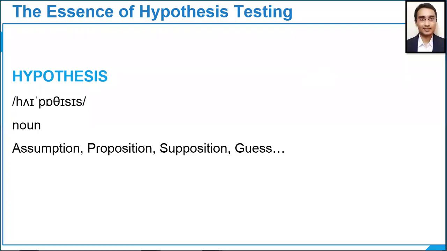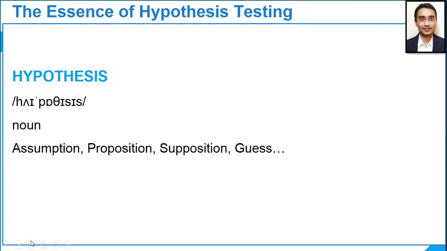The essence of hypothesis testing. First of all, let's understand the definition of hypothesis. The dictionary definition of hypothesis: it's a noun, meaning assumption, proposition, supposition, or even guess. That's what hypothesis is all about. Let's go to the next slide to further understand the meaning of hypothesis in statistical testing.